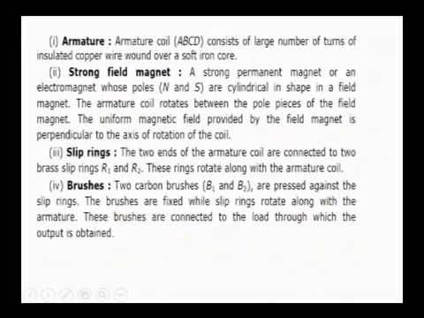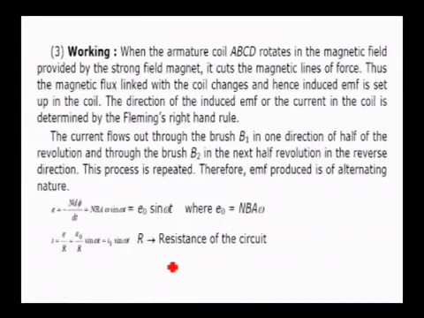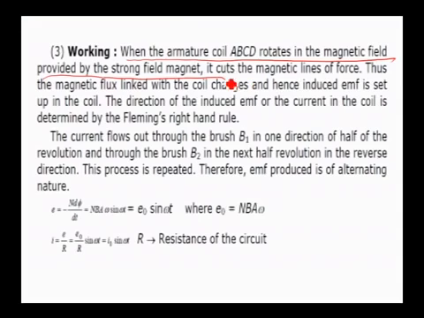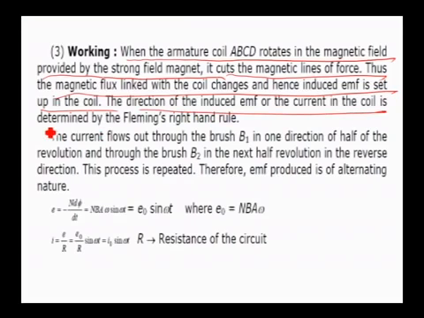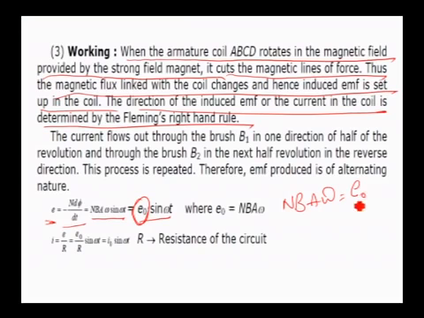Next, these are all just the explanations. Now the working, as I explained: when the armature coil ABCD rotates in the magnetic field provided by the strong field magnet, it cuts the magnetic field lines. Thus the magnetic flux linked with the coil changes, and an EMF is set up in the coil, with direction determined by Fleming's right hand rule. The expression which I have derived, N d phi by dt, is NBA omega sin omega t, which is E naught sin omega t. What is E naught here? I have replaced NBA omega with a symbol called E naught. Here E is nothing but the voltage or EMF.